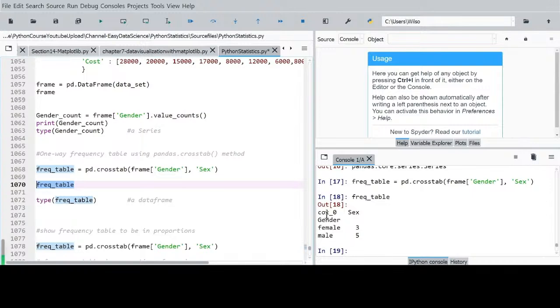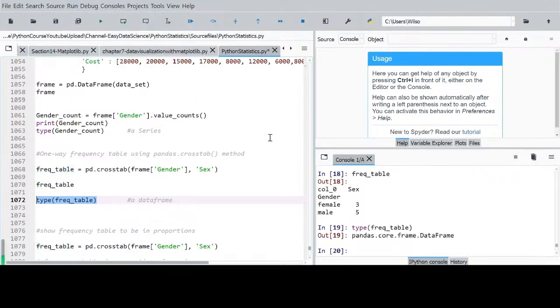You see the index here with gender, female and male, and the column name has been assigned the new one called sex, with the value counts associated with different values for the gender in the index. If we show the type of this object, it is a pandas DataFrame object.